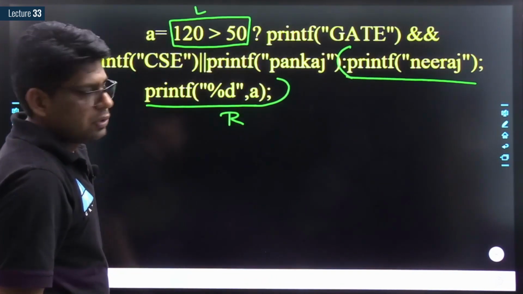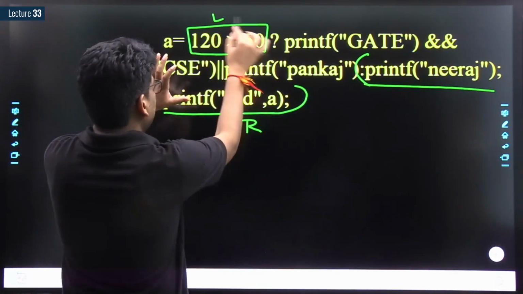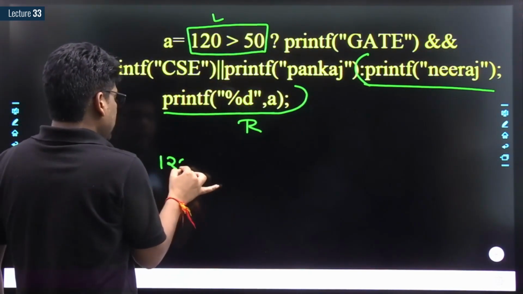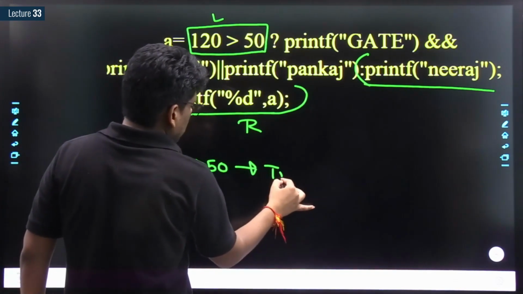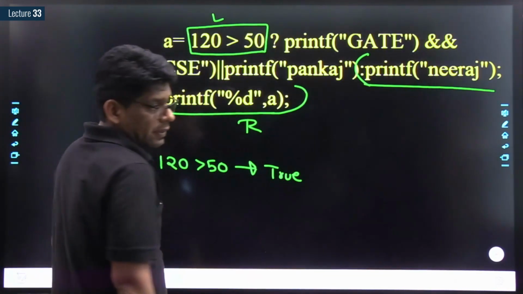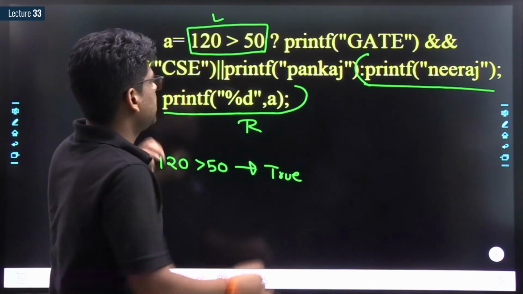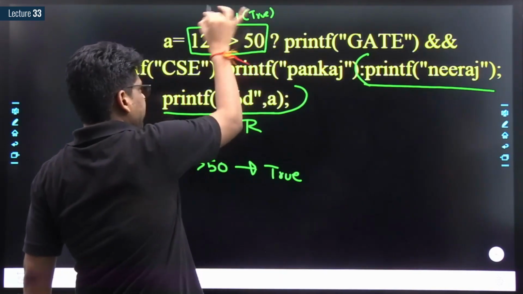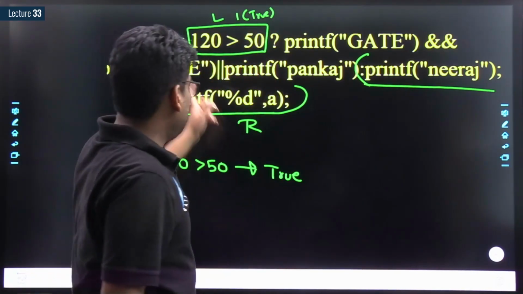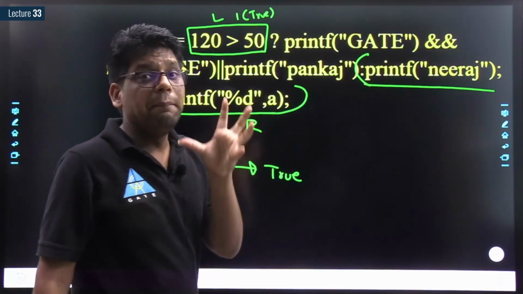So the compiler will first evaluate the left part. Let me know, 120 greater than 50, is it true or false? This is true. That means the value of this expression is 1 or true. Because the left expression is true, the value of this entire expression is given by the middle expression.